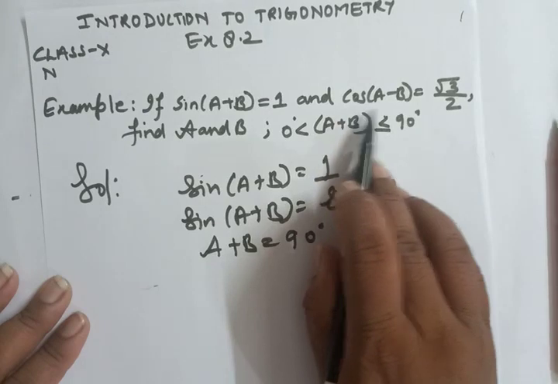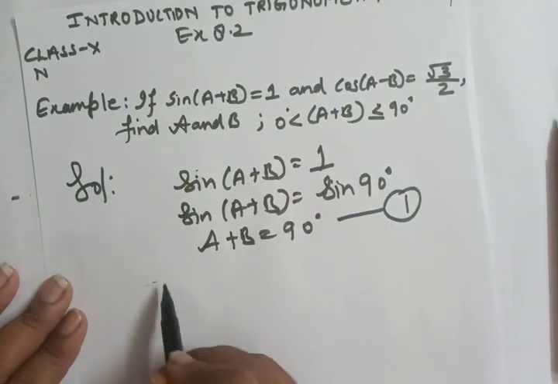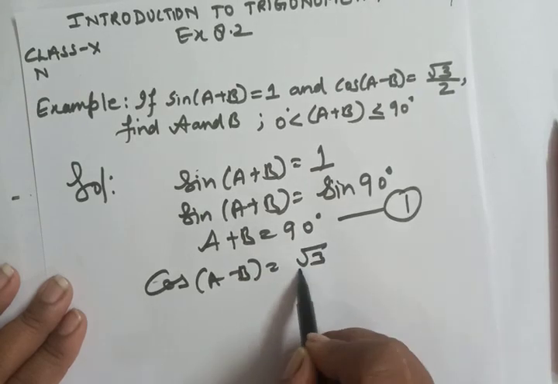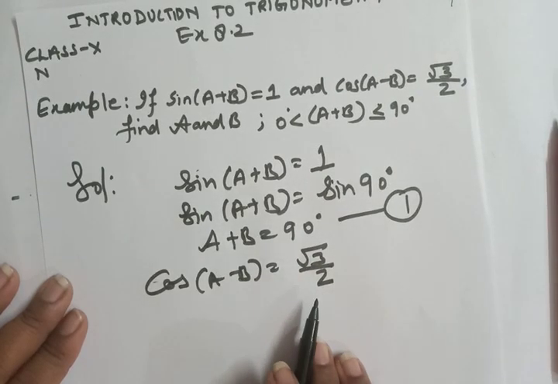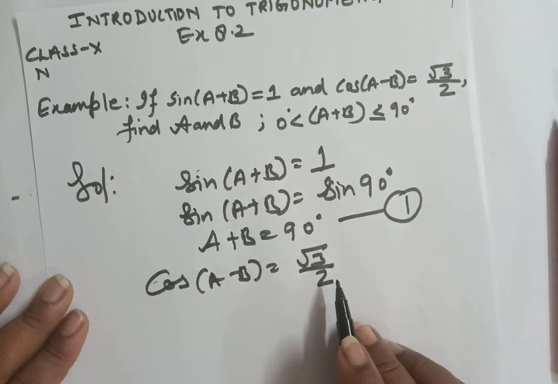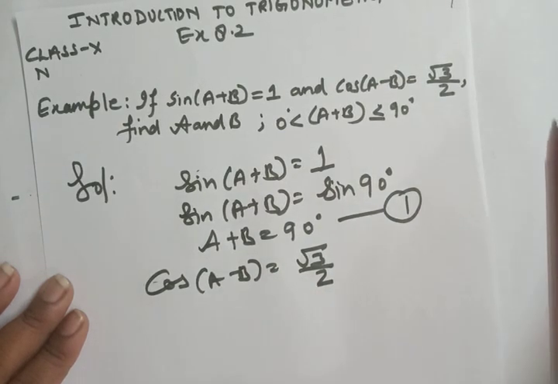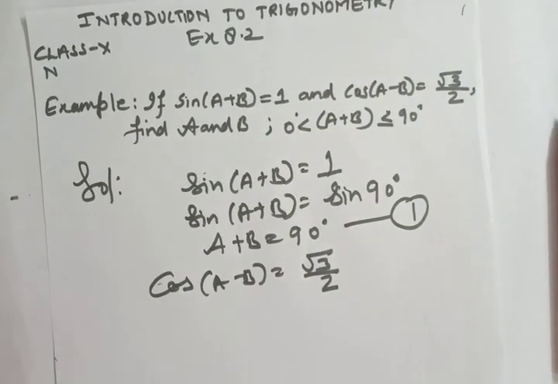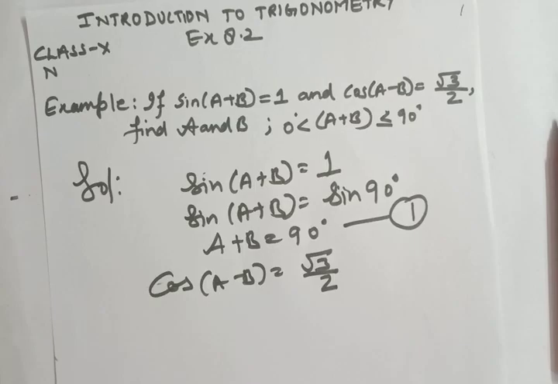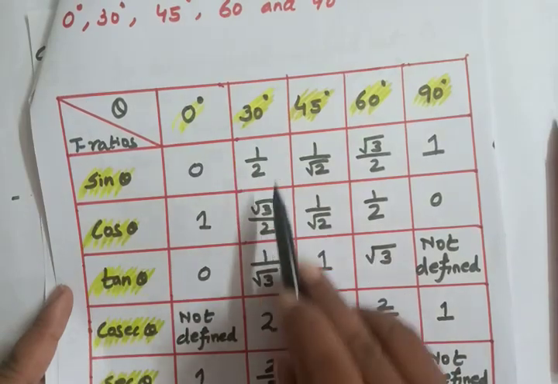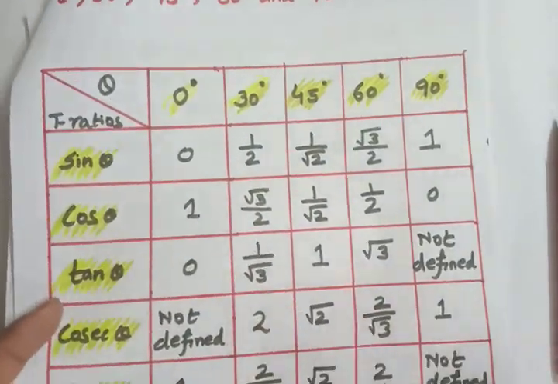Now come to cos a minus b is equal to root 3 upon 2. So again we need to check which standard angle of cos has the value root 3 upon 2. Yes, we solved this in the very first question in this video, that is regarding cos 30. Let's check again in the table, cos 30 is equal to root 3 upon 2.